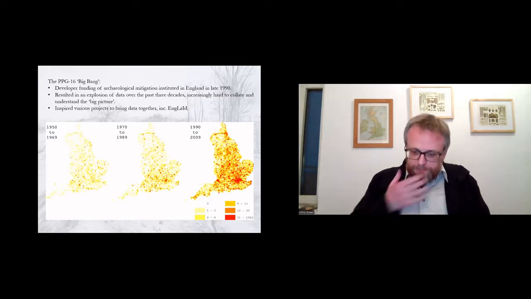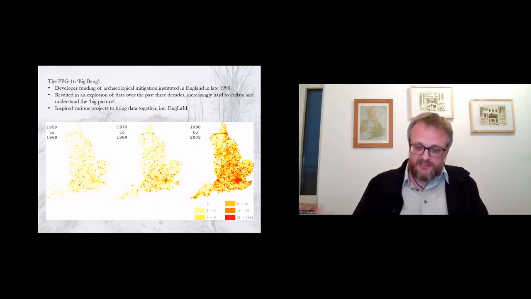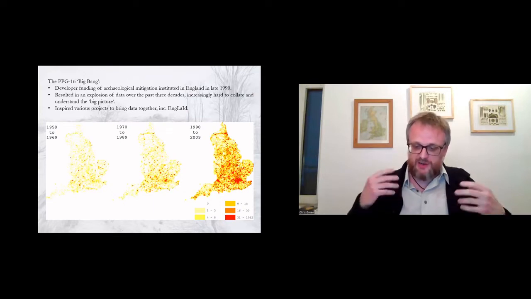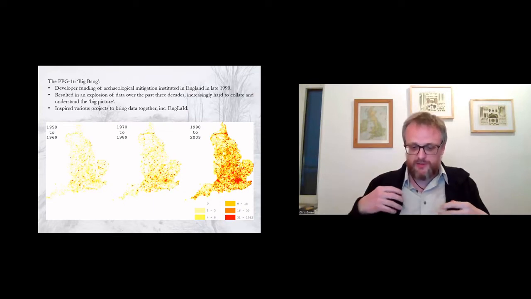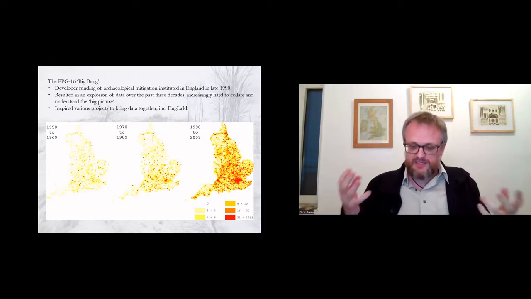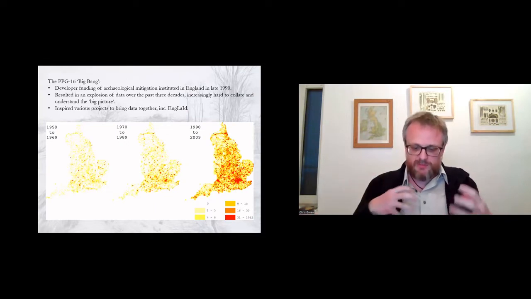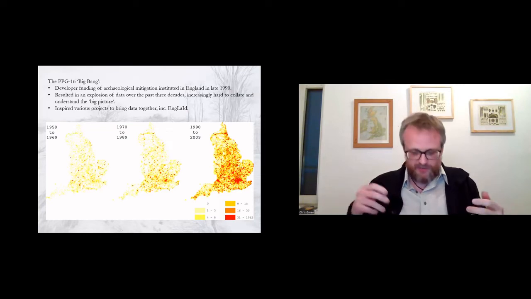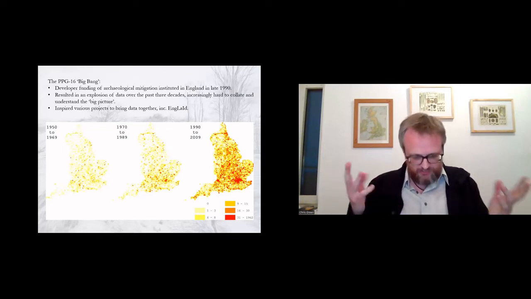However, this immense mass of new data has been very hard to integrate into synthetic research due to its fractured nature and the simple fact that most detail on sites exists only in paper or PDF reports. Projects like EngLaId and RSRB can be seen as initial attempts to make sense of all this material, to see how the picture painted by English archaeological remains had changed after a couple of decades of developer funding, now 30 years, but at the time it was just over 20.